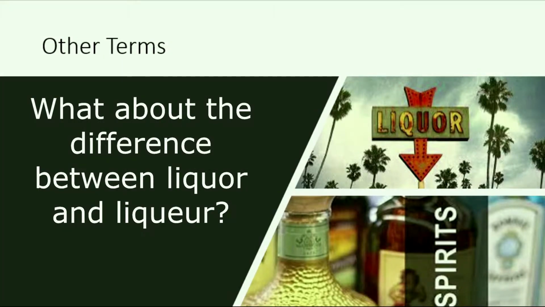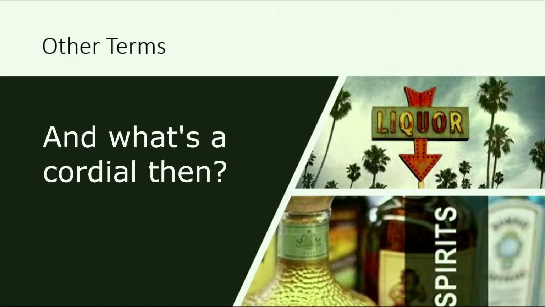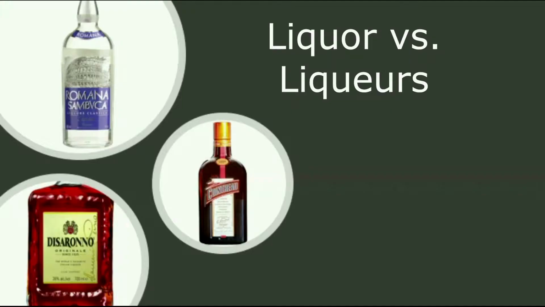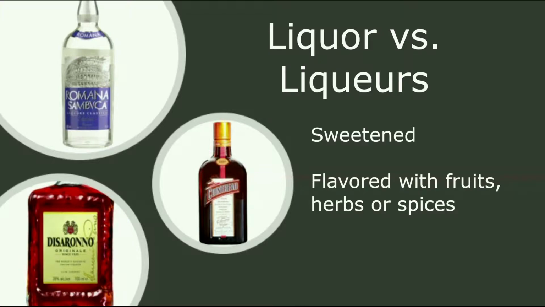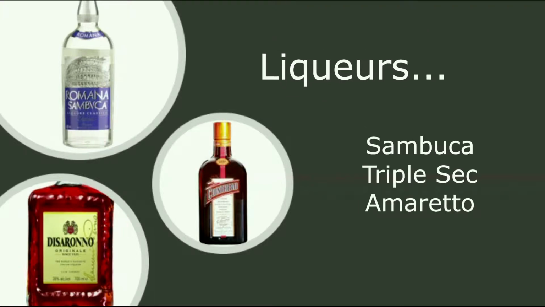But what about the difference between liquor and liqueur? And what's a cordial then? Let's learn more. Liquor and liqueurs are the same in the fact that they both go through the distillation process. What makes liqueurs different is they've had some sort of sweetener added to them. They're also often flavored with various herbs, fruits, or spices, and they generally have a 15 to 30% ABV, which is alcohol by volume. What matters for a liqueur to be called a liqueur is it's been sweetened in some way. Otherwise, they're just flavored liquors. Some examples of common types of liqueurs you're likely to sell are Sambuca, Triple Sec, and Amaretto.